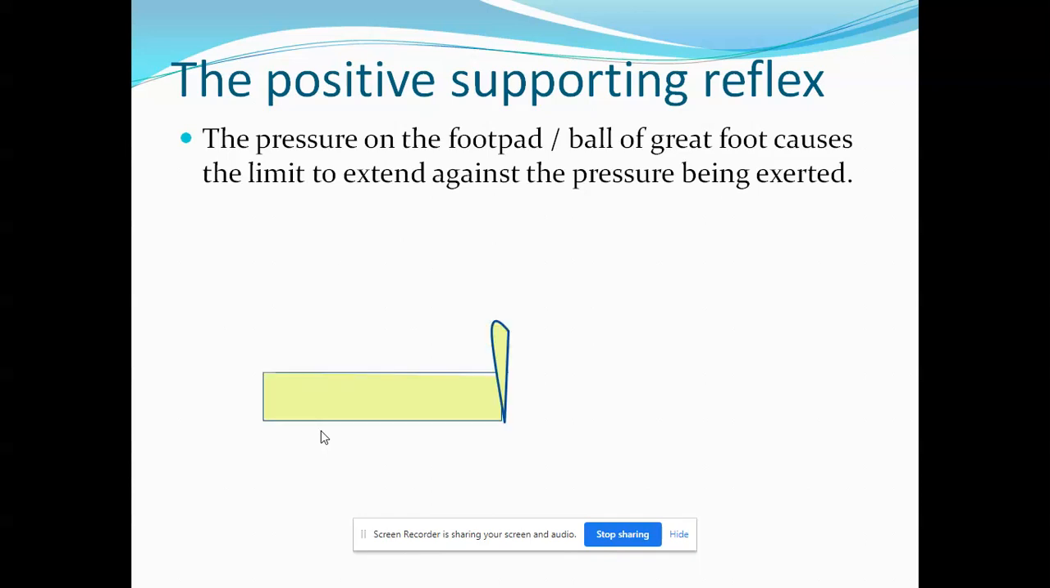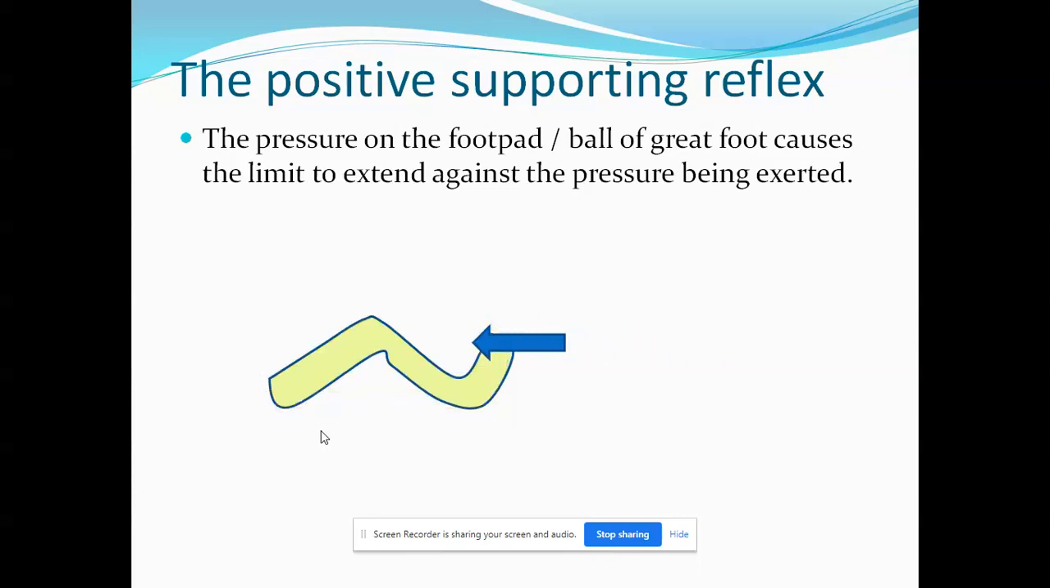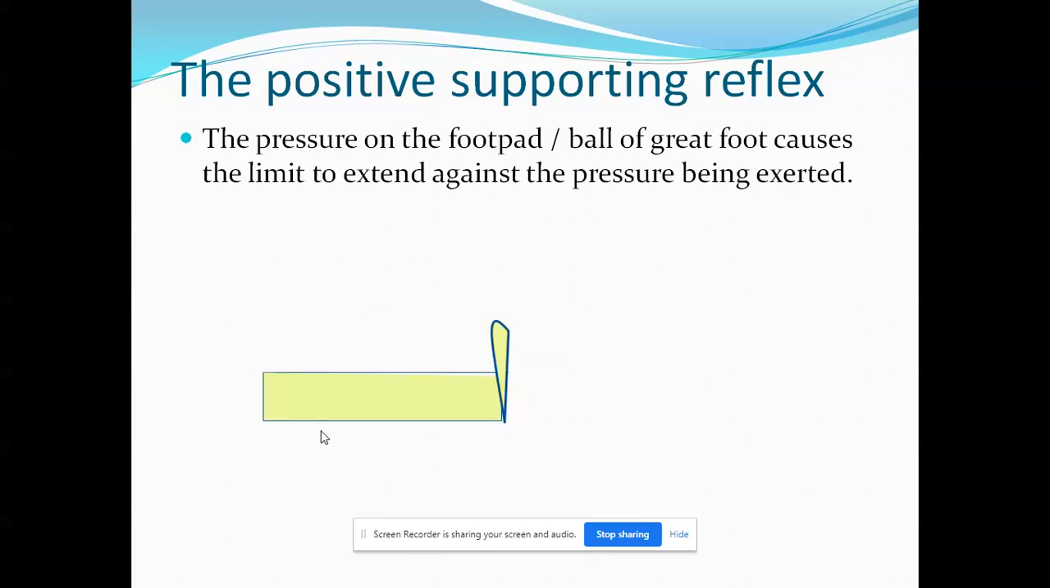So, when the foot is in extended position, give a pressure on the ball of the great toe or the foot pad, you will definitely see first flexion and then comes the extension part. That is extension against the pressure being exerted. That is nothing but positive supporting reflex.